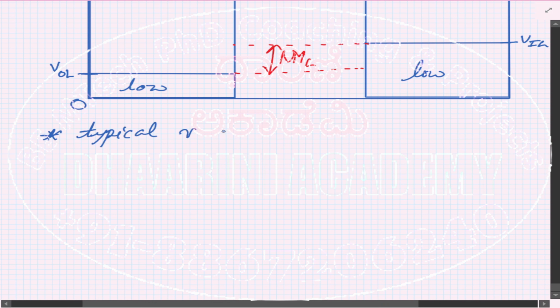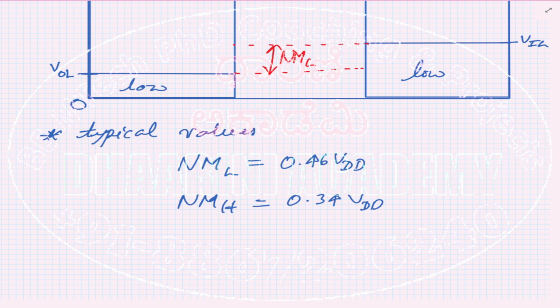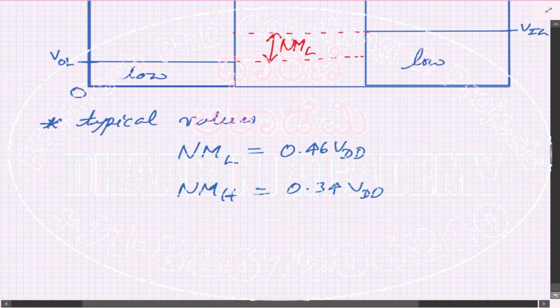Typical values. So you get a value and you can actually check whether it is approximately fine. NML, that's the noise margin low value, is almost 0.46 times VDD. And the NM high is approximately equal to 0.34 times VDD. These are the approximate values. They were found after repeating some experiments. Okay, these are the typical values.